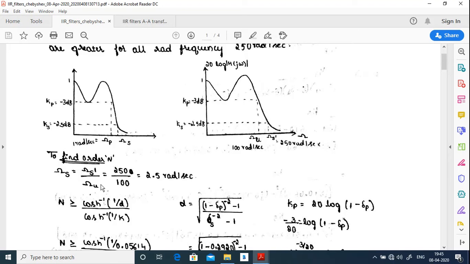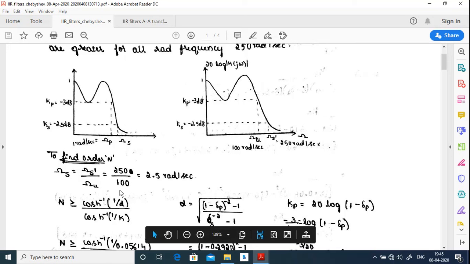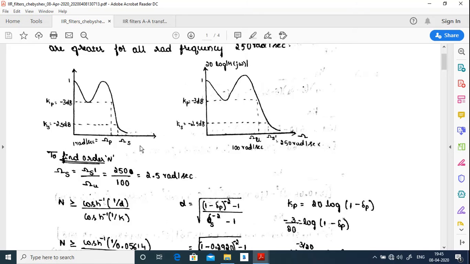So what is omega s dash? 250 radians per second. What is omega u? 100 radians per second. Divide that, you will get 2.5 radians per second. That will be the value for omega s.